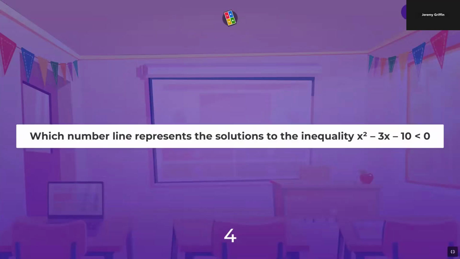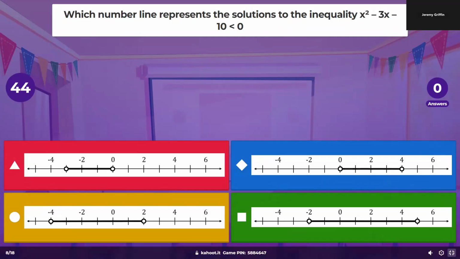Which number line represents the solutions to that inequality? I think what I would do is I would factor that. And then from the factored form, you could split the number line into 3 segments.